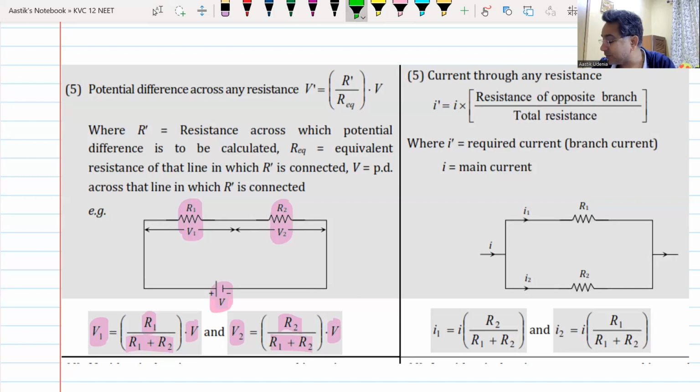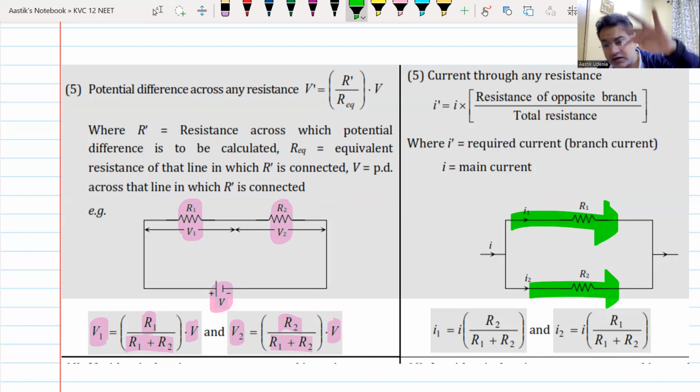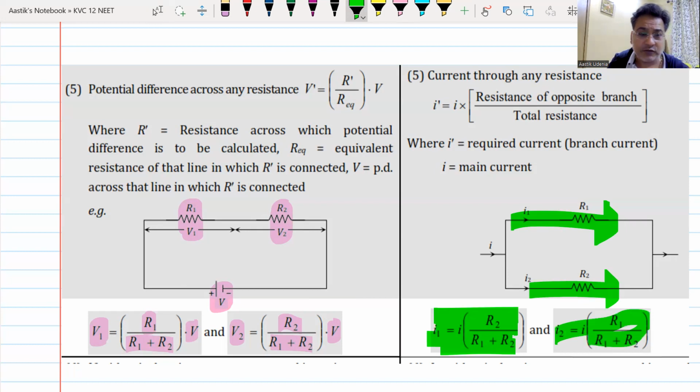Similarly, if there is a parallel combination, how does current divide in the parallel branches? I told you it divides in inverse ratio. So again, that is the inverse ratio. I1 will be equal to I into R2, and I2 will be equal to I into R1. Just note it down once more so that you don't forget it.